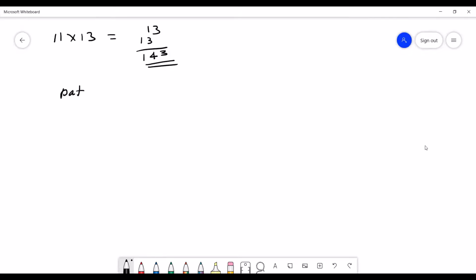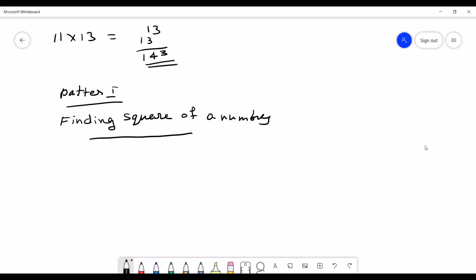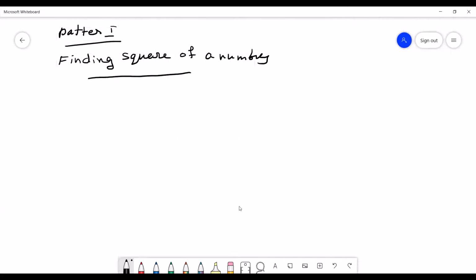Let us see, two patterns are there. Pattern 1 we will consider. In the first pattern, finding the square of a number. The square can be found in two ways. Two patterns are there. So the first pattern we will see here. What is the first pattern?